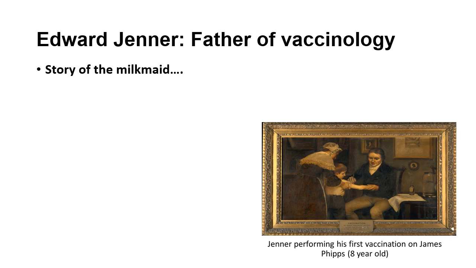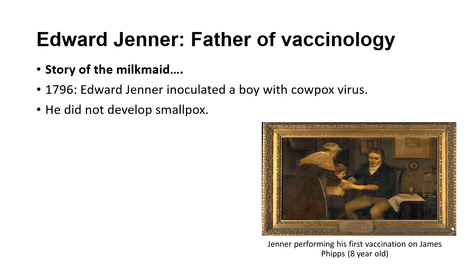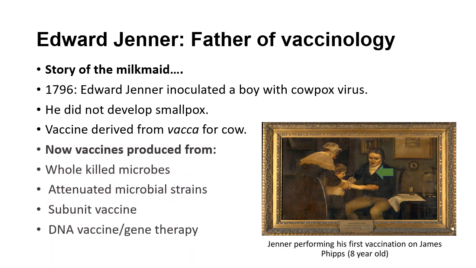I'm sure you all know about Edward Jenner. He was the father of vaccinology, and I am sure you know the story of the milkmaid who told him that a person who is infected with cowpox will not get infected with smallpox. And so he developed this vaccine for smallpox. He vaccinated James Phipps with cowpox, which causes a mild disease and makes a person immune to the more severe disease called smallpox.